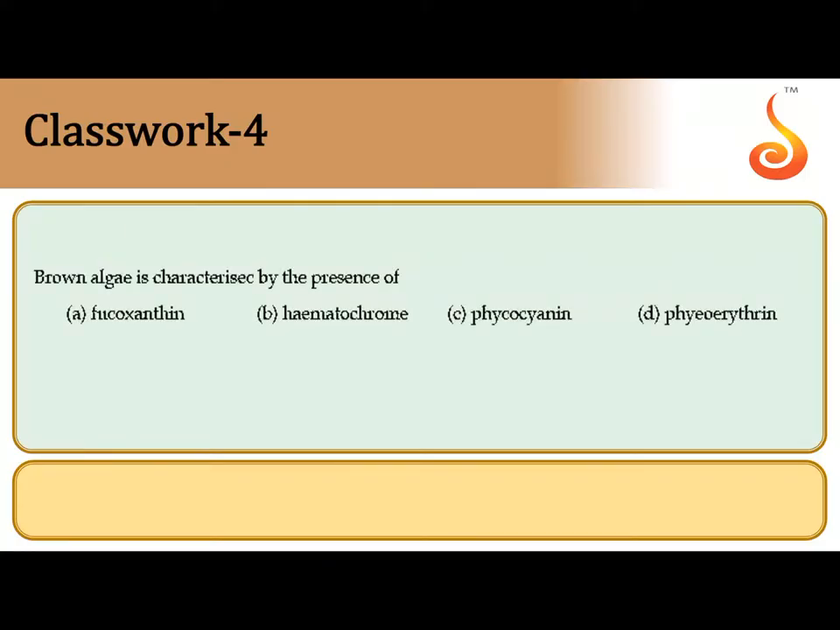Next question, brown algae is characterized by the presence of which of the following pigments? Now in brown algae, we see a pigment that is referred to as fucoxanthin. So all of you remember, along with fucoxanthin in brown algae, you have chlorophyll A and chlorophyll C, and fucoxanthin is the specialized pigment that is unique to Phaeophyceae or brown algae.